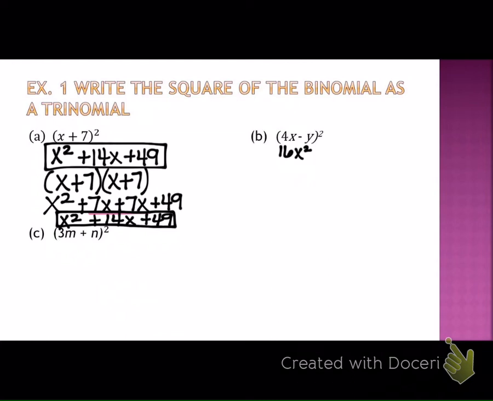Now, before we go any further, let's talk about this, okay? If the sign in my original problem is a minus sign, what is the first sign in my answer going to be? Minus. So let's go ahead and bring that down. And now when we try to multiply the terms, we don't have to worry about 4x times negative y. We can just worry about 4x times y. So, Amiri, when you multiply 4x times y, you get what?